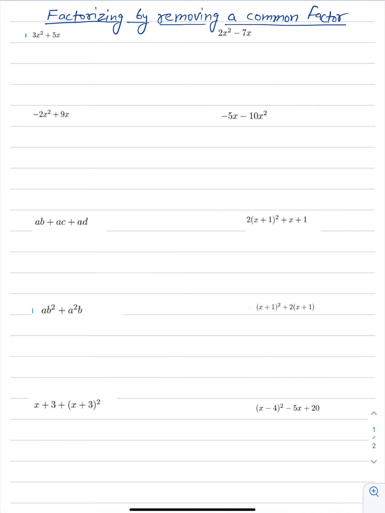In today's video, I'm going to do factorization by removing a common factor. So I will be doing different examples. The first example is 3x squared plus 5x.